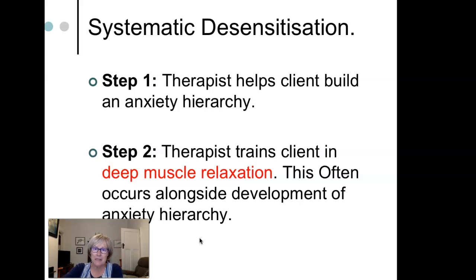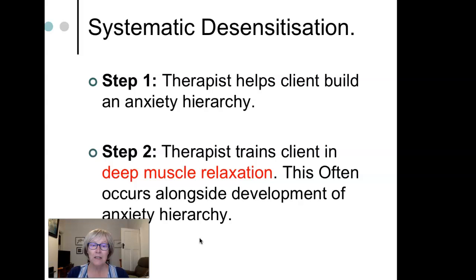So the first step is that the therapist meets the client and they develop what's called an anxiety hierarchy. So you sit down and you say, okay, what scares you? You can still cope, it's not that scary, but you don't like it, it makes you feel uncomfortable. And you work through with the client to the absolutely worst thing that could possibly happen to them with their phobia. And you develop an anxiety hierarchy.